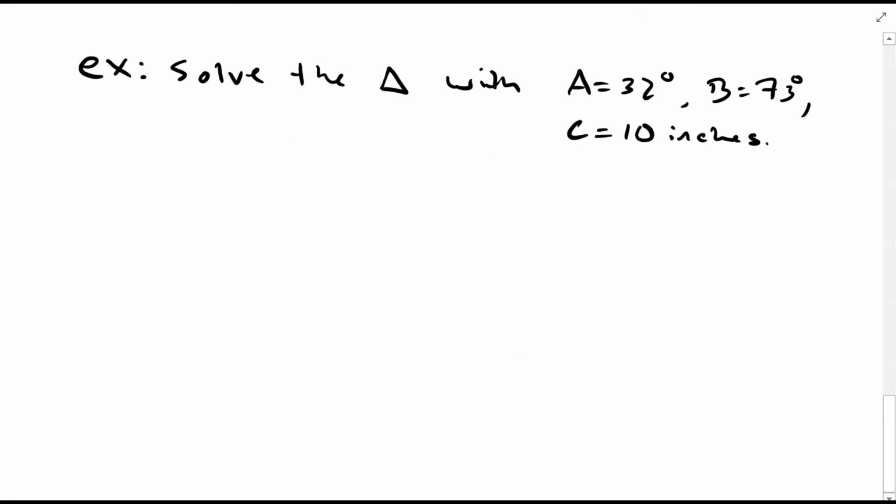So let's say we want to solve the triangle where angle A is 32 degrees, angle B is 73 degrees, and side C is 10 inches. The first thing that I would do is what? Well, that's a good one, but even before I do that, I would do something else. I just draw a picture to kind of give myself an idea of what's going on. You don't really need to draw, but I think it's often helpful, just to make sure that you have things in the right location.